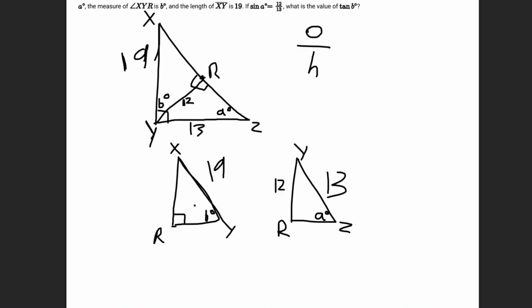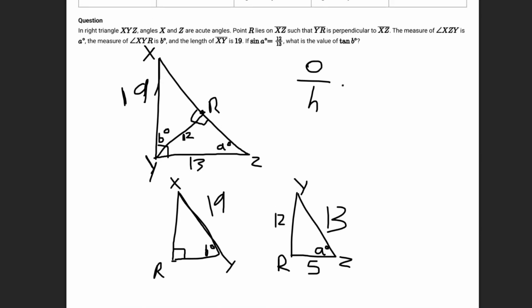We don't have enough information to get these sides, but we can get this side. This is a very common Pythagorean right triangle. It's just going to be 5, because 12 squared is 144, 5 squared is 25, and 25 plus 144 is 169, which is 13 squared. So this side is just 5. That's something you should remember, because these are very common Pythagorean triples.